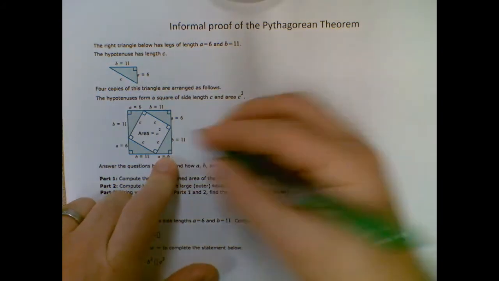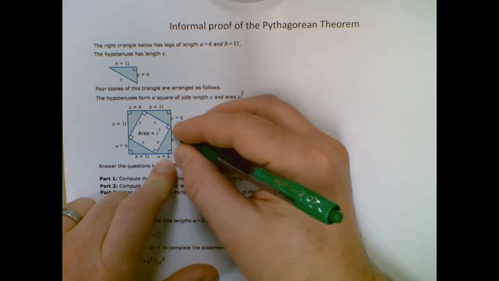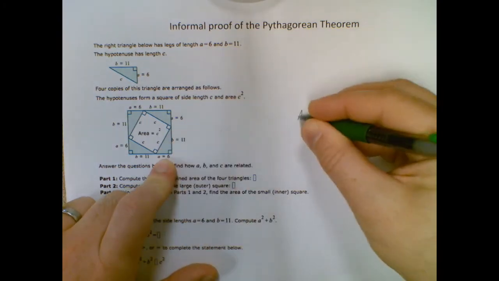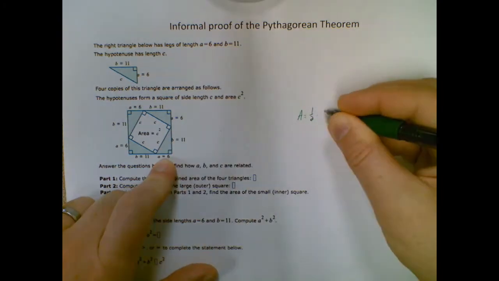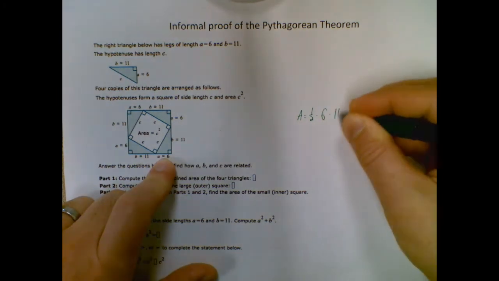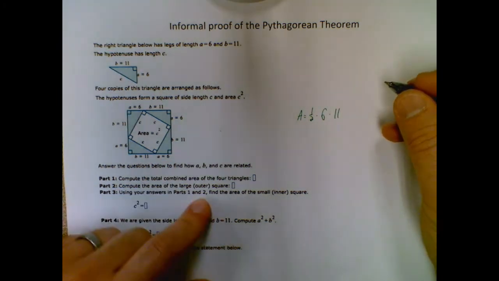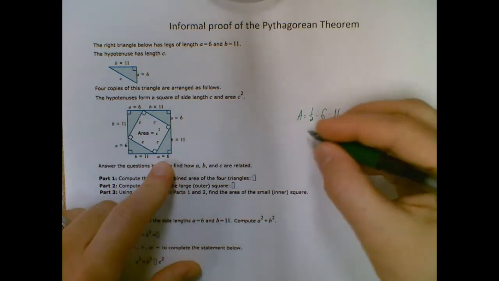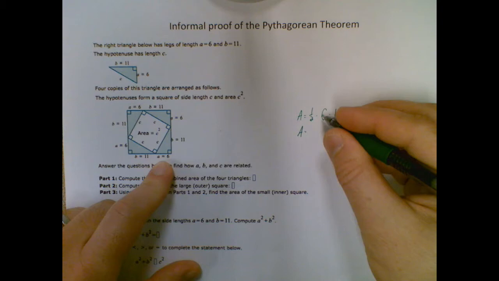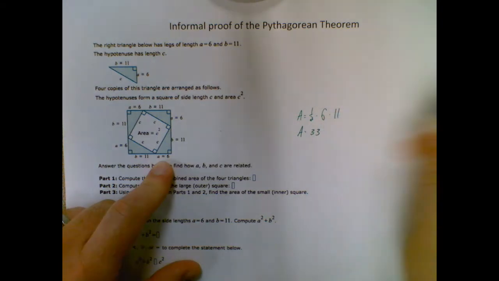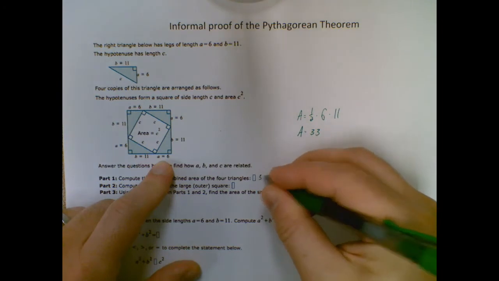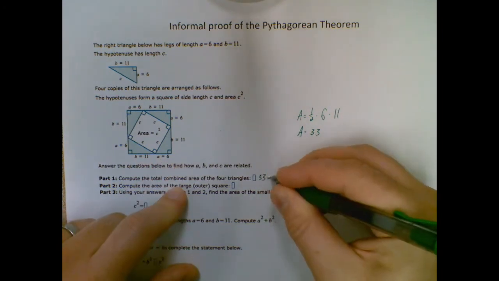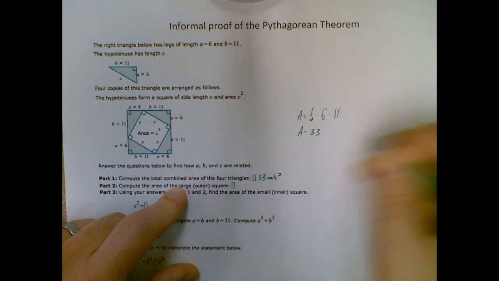All right, so compute the total combined area of the 4 triangles. So if I look at these, one triangle would be 1/2 base times height, so 1/2 times 6 times 11. If I multiply those together, 1/2 times 6 is 3, so 33 units squared, whatever, but I don't know that yet. So I'm going to just put units.